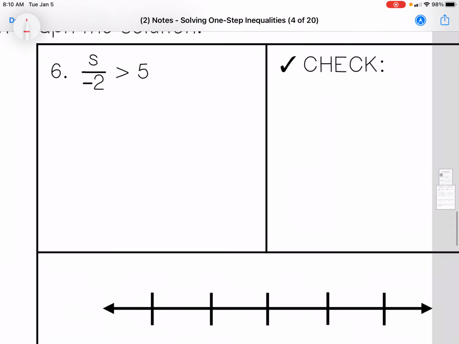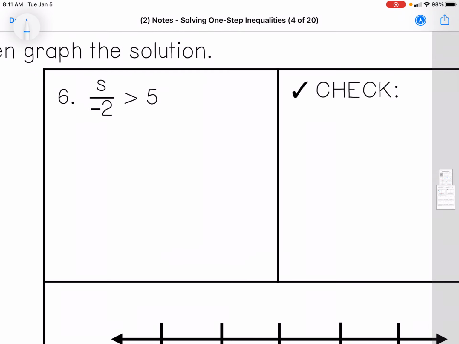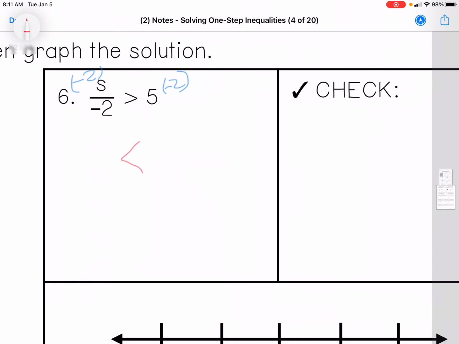Number 6. S divided by -2. So how do we get rid of that -2? We multiply by -2. Alert, alert, alert. We went across the sign and multiplied or divided by a negative. So what does that mean? We flip the sign, okay? We've multiplied or divided across the line by a negative. So we flip the sign. All right, you're left with S equals -10. So S, not equals, S is less than -10, my bad.